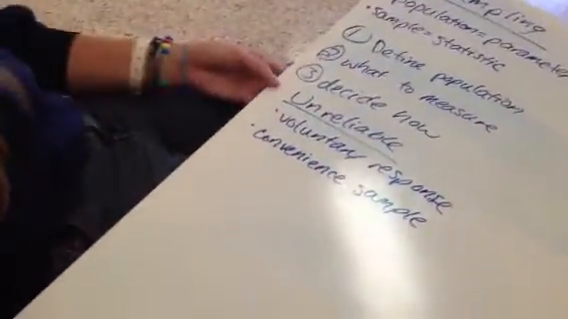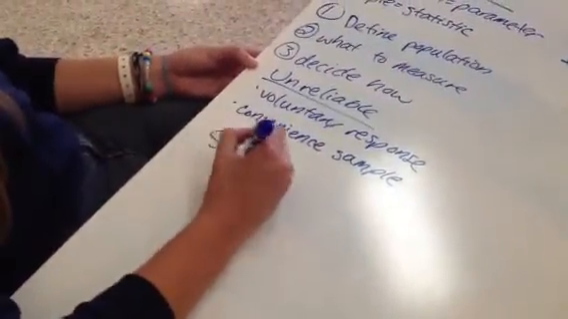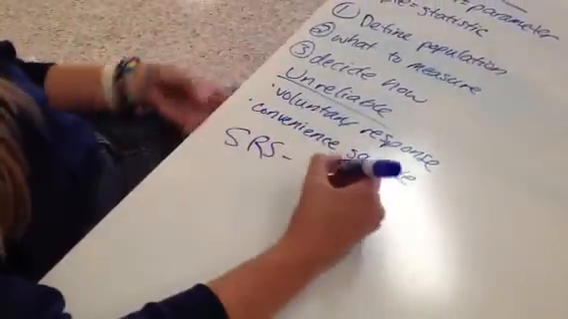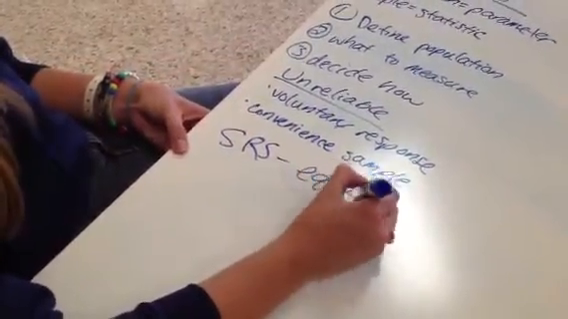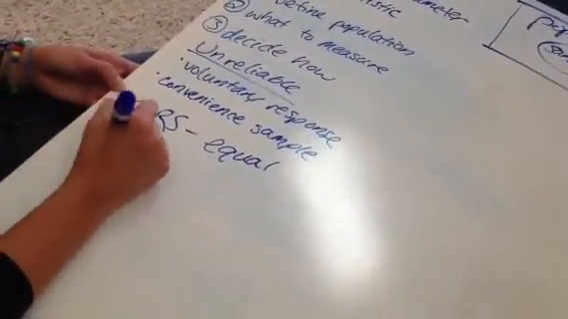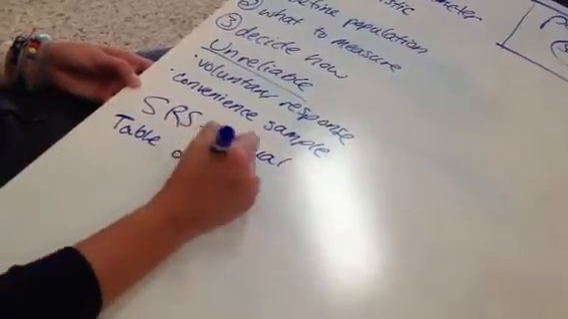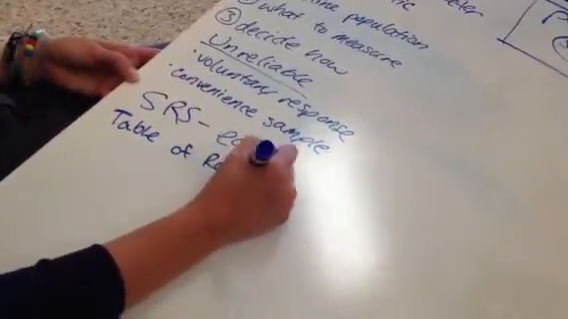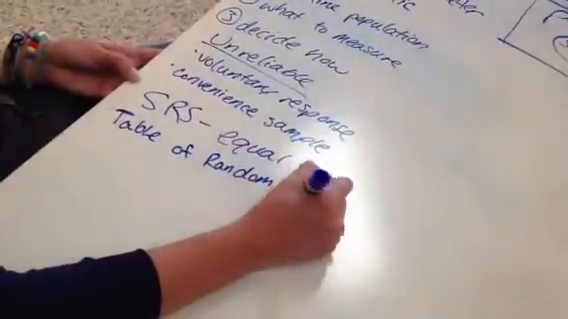Oh, an SRS, or a simple random sample, gives everyone an equal chance of being sampled. And you can use a table of random digits for it, in which you assign numbers, and then you go through the table, which has the numbers, until you find the desired number for the sample.